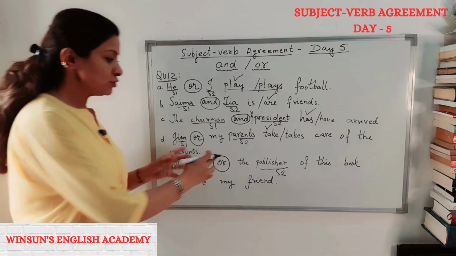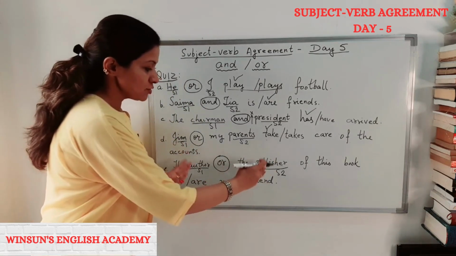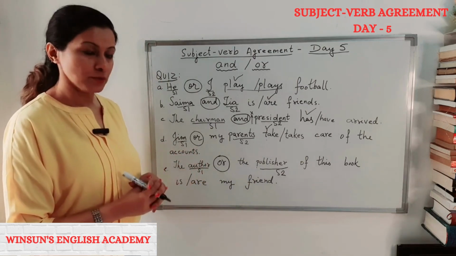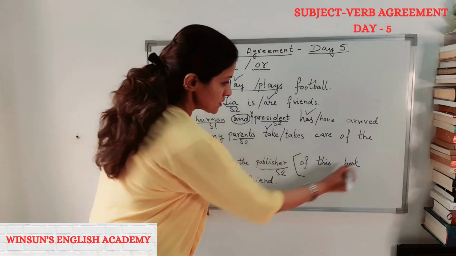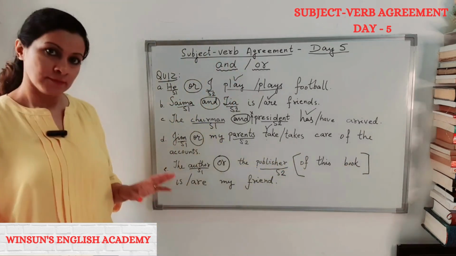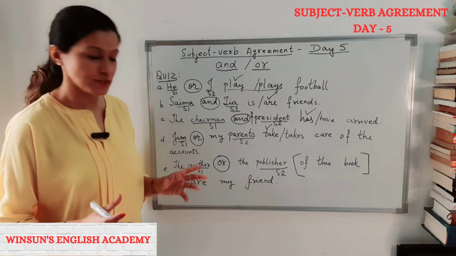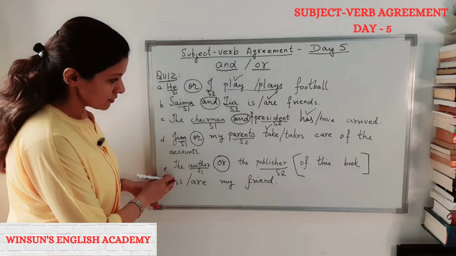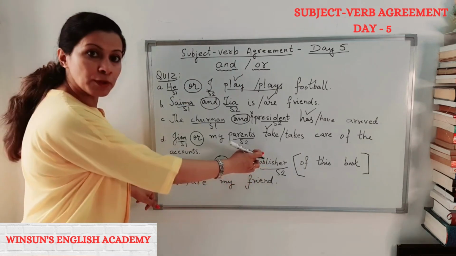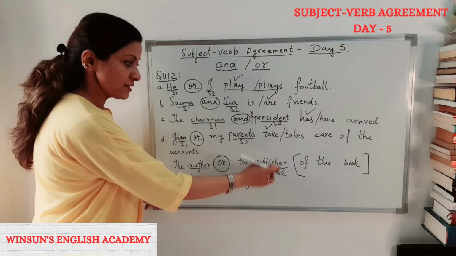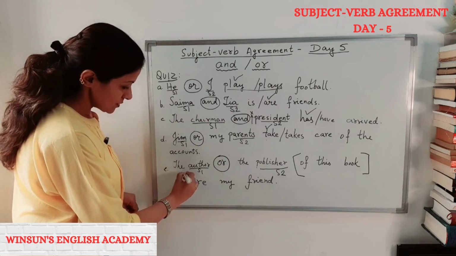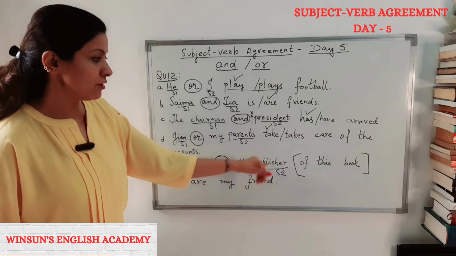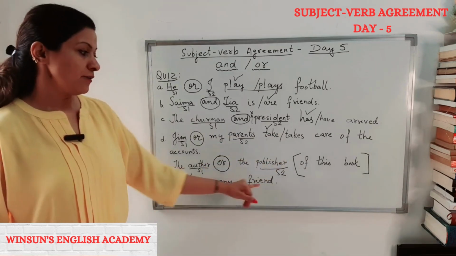Okay, so according to this rule, when two subjects are joined by or, the verb agrees with the closest noun or pronoun. Now, do not bother about this part. This is additional information. Do not get carried away or get confused. Okay, where's the verb? Here, we have two options. Now, the closest noun or pronoun, that's the publisher, noun. And this noun is singular, right? So it will take the singular verb, is. So, the author or the publisher of this book is my friend.